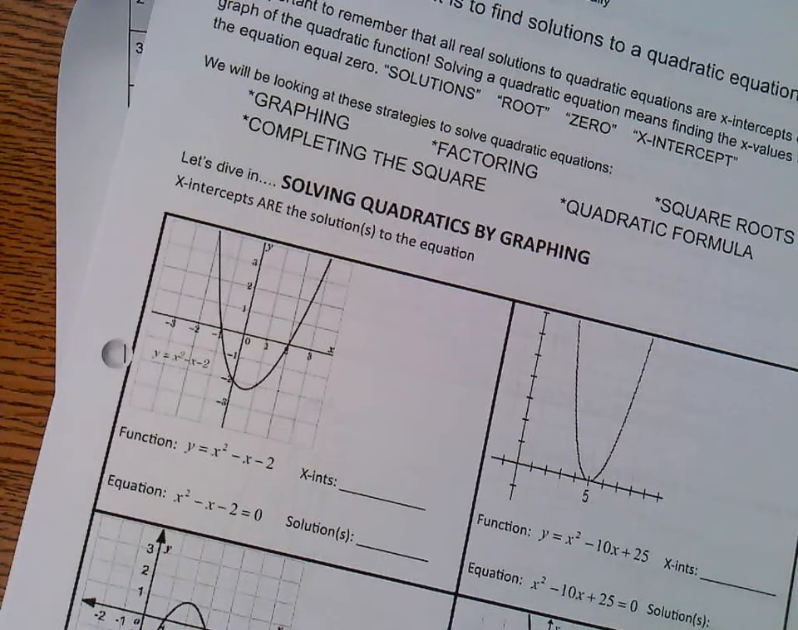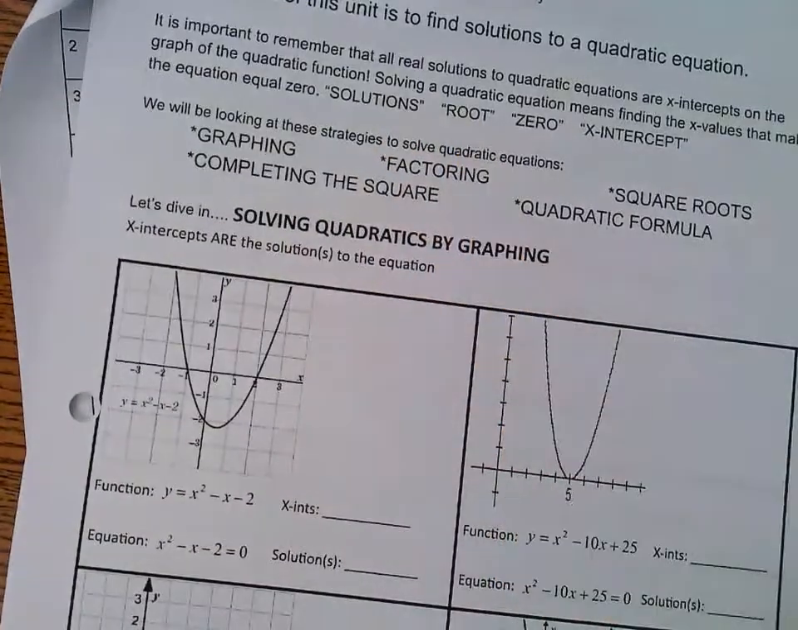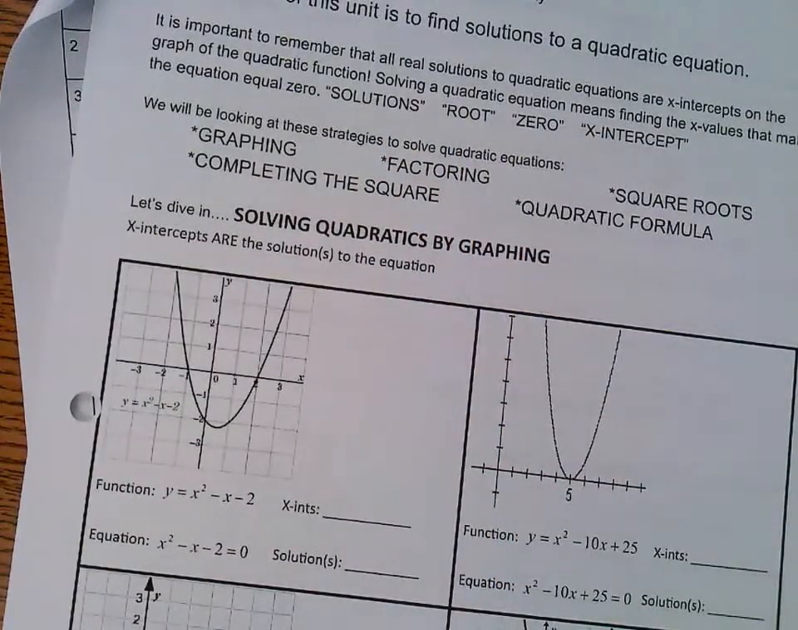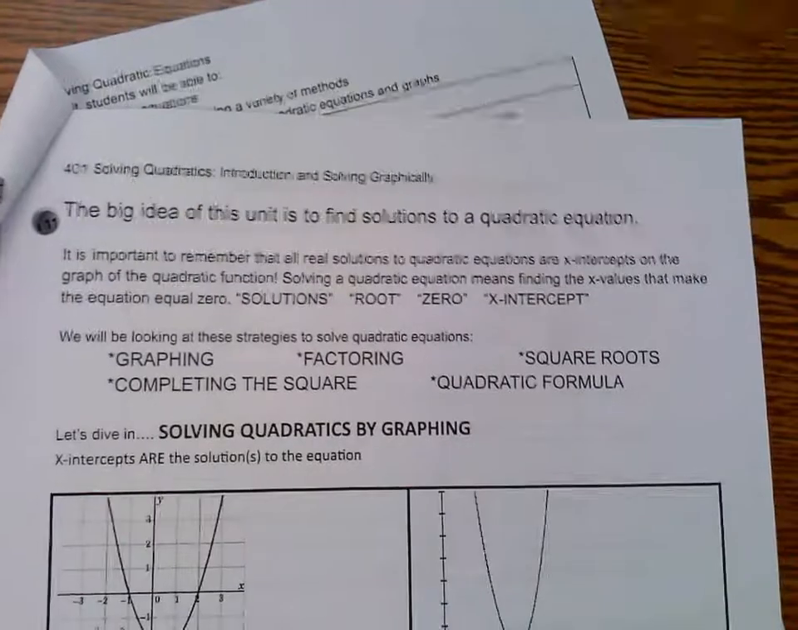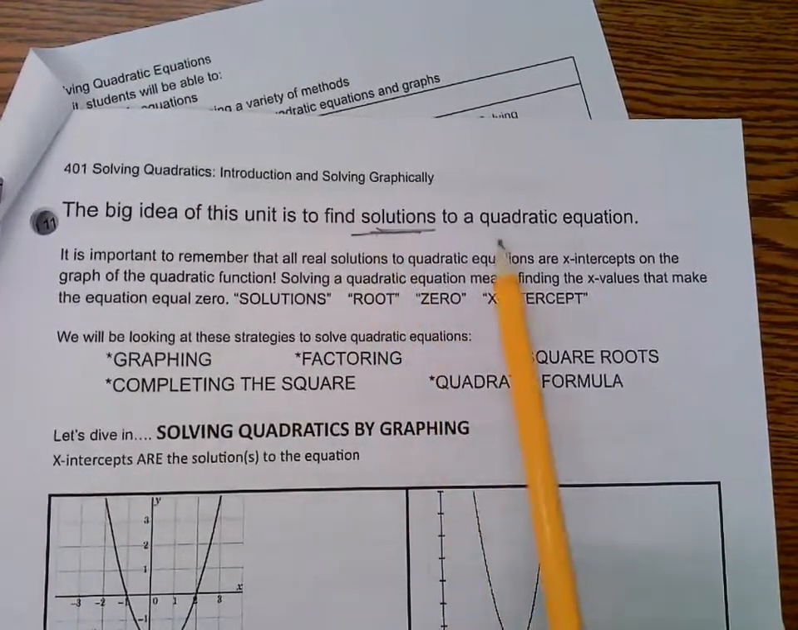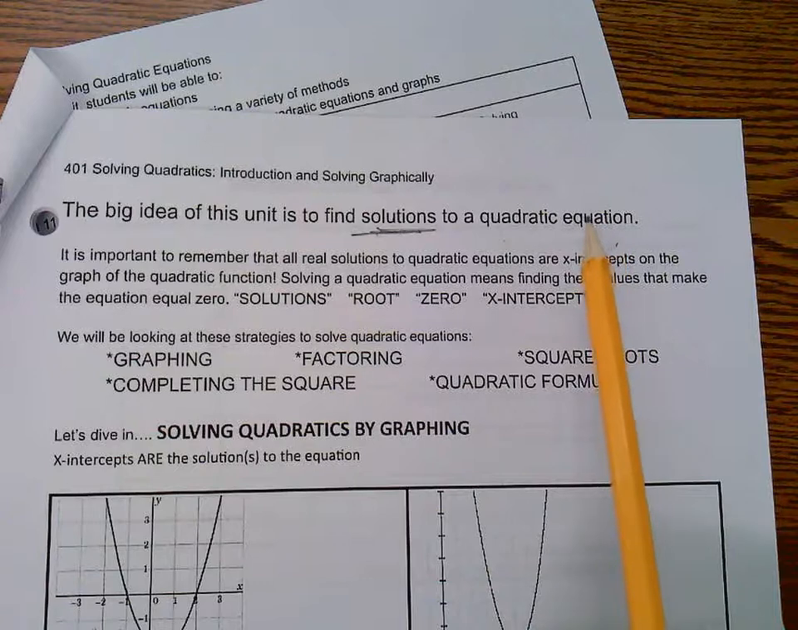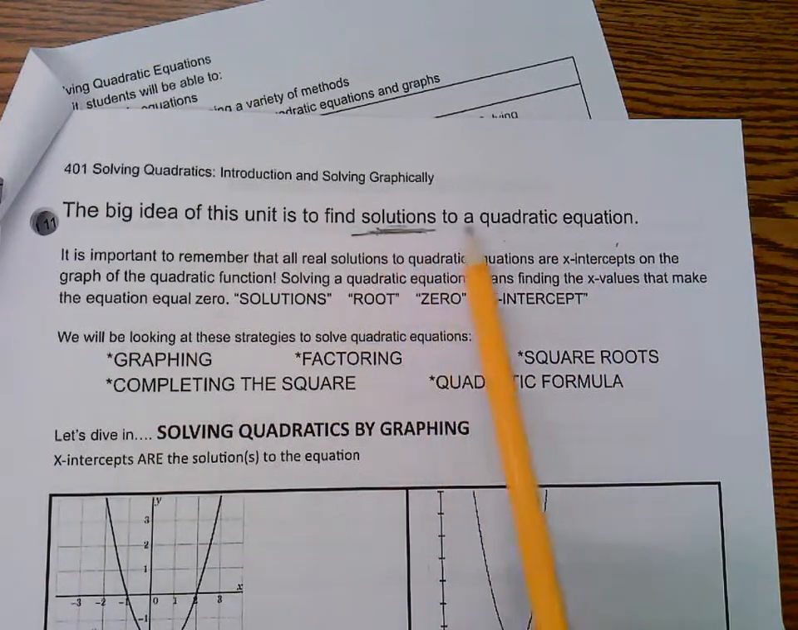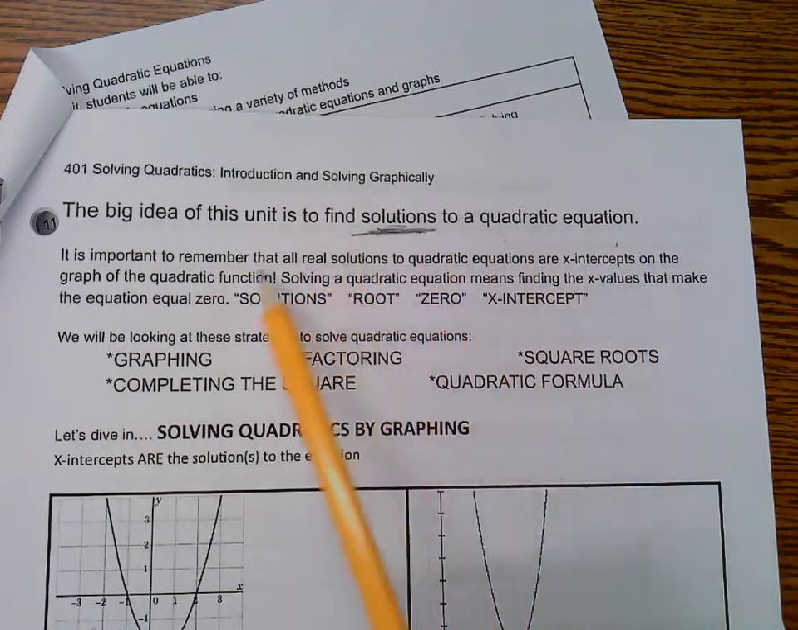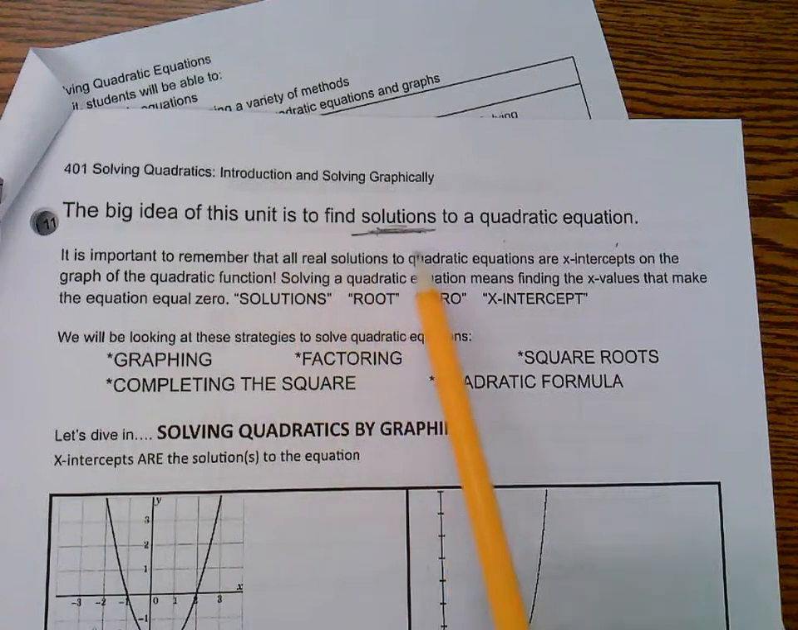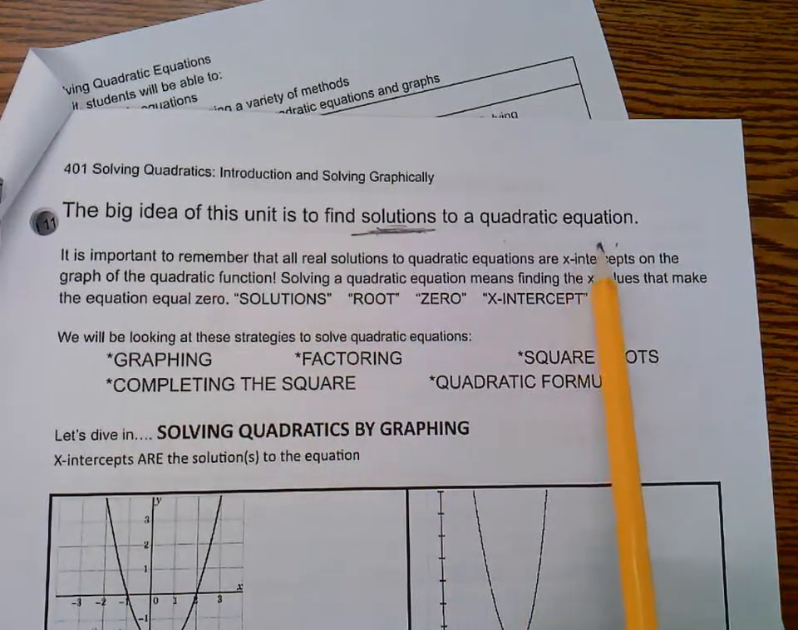Right, so 401 is basically introducing the whole big idea of this unit. Our big idea of this unit is we need to find the solutions to a quadratic equation. Last unit, we were finding the graphs to a quadratic equation. So it's important to remember all solutions are just x-intercepts on the graphs.